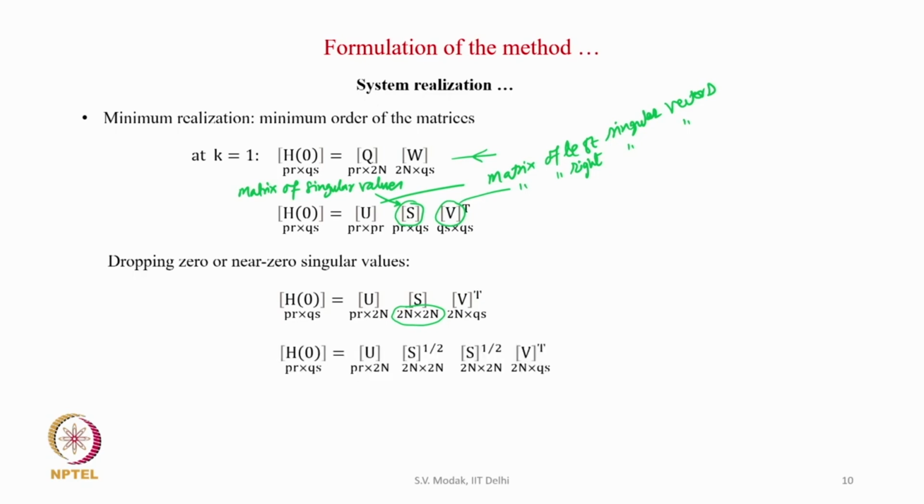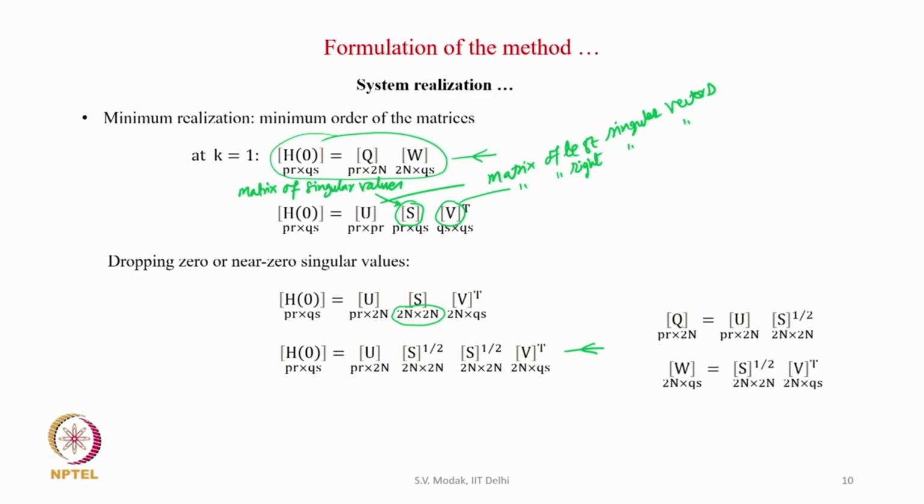We can further write the singular value matrix S as S to the power 1 by 2 into S to the power 1 by 2, and now we compare this equation with the earlier equation. If we compare these two equations, then we can say that Q is equal to U into S to the power half and W is equal to S to the power half into V transpose.